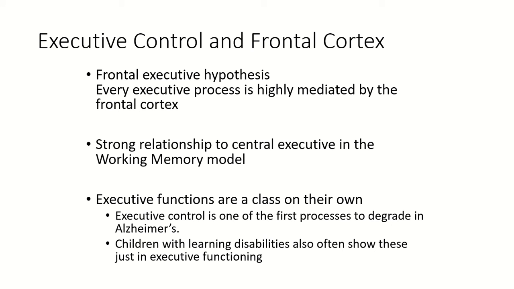So one example where executive processes are typically really the first to go is, for example, in Alzheimer's disease, when people start having damage to specific areas in the brain. And in that case, specifically, the frontal lobe is impacted pretty heavily. And the hippocampus is another formation that gets impacted by Alzheimer's eventually as well.